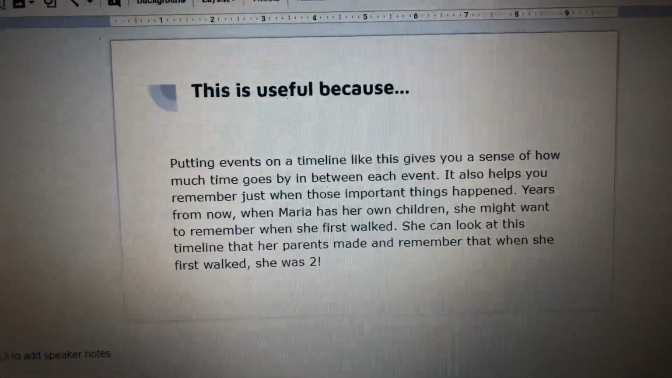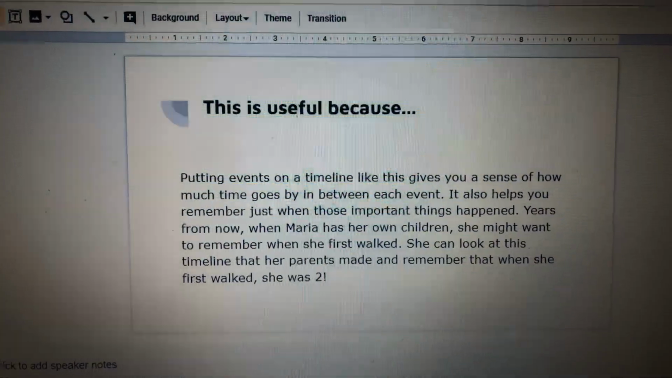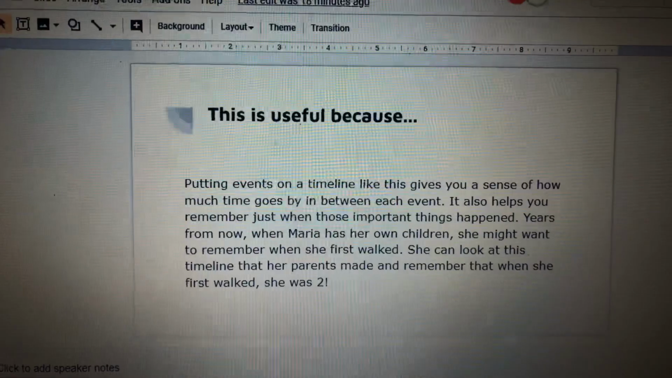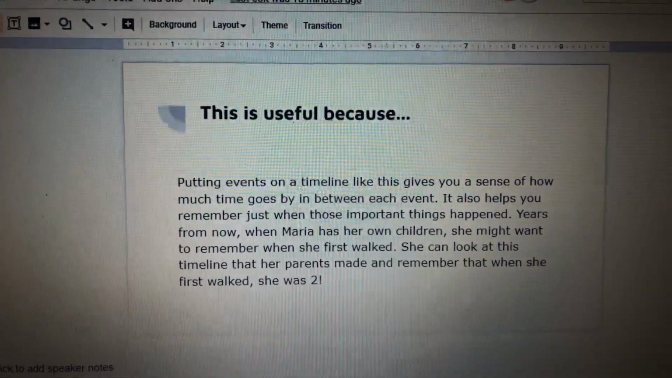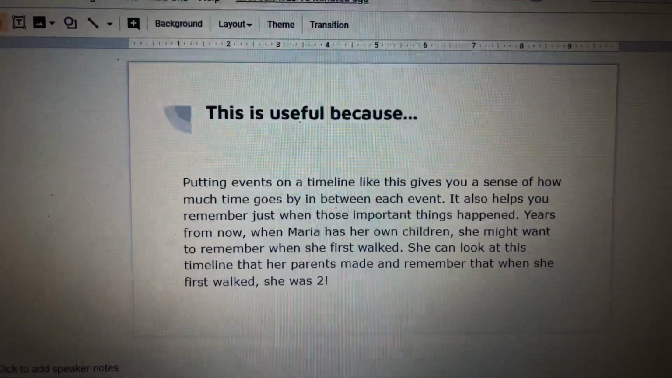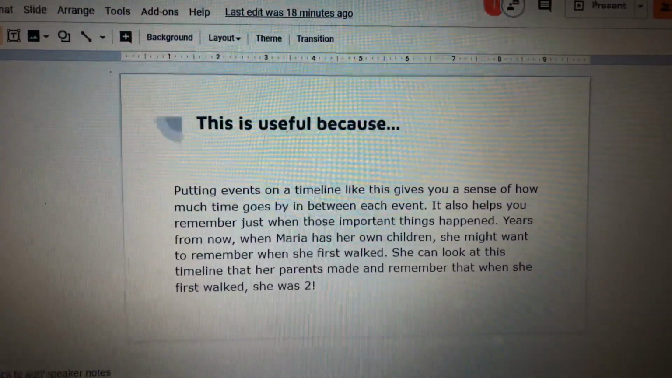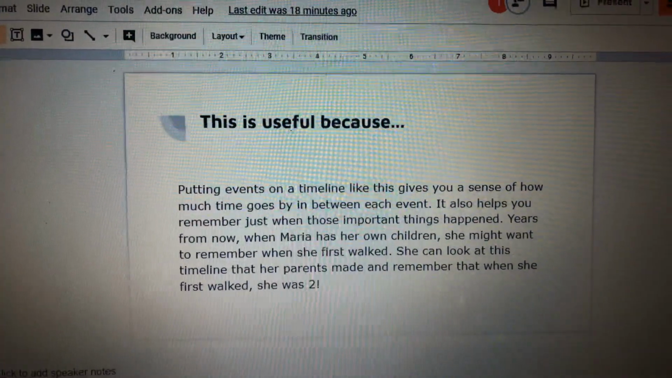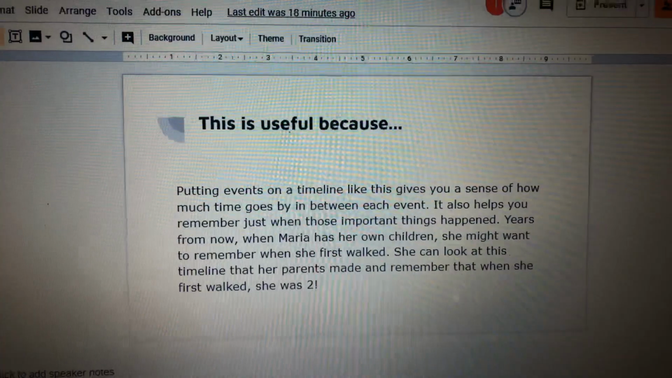So the virus has timestamps, right? Maybe today 10 people have it, and maybe by tomorrow at noon, 15 people have it. It will show you the amount of time that it's taken from one set to the next for things to happen. It also helps you remember when those important things happen.